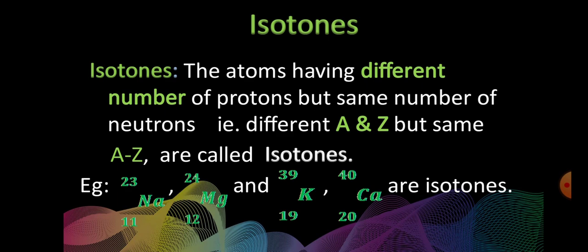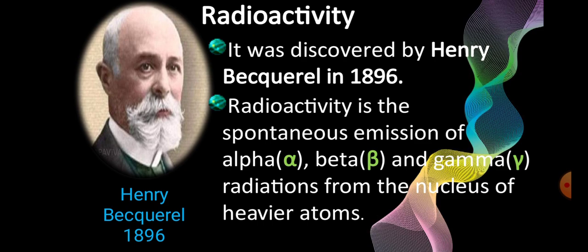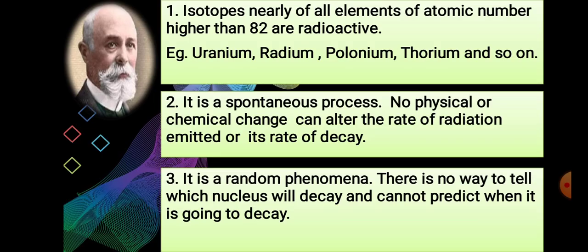Now students, after studying in depth the atomic and nuclear structure, now let's move on to radioactivity. Henri Becquerel discovered the phenomenon of radioactivity in 1896. Radioactivity is the spontaneous emission of alpha, beta, and gamma radiation by the nuclei of heavier atoms. When I say heavier atoms, isotopes of nearly all elements whose atomic number is greater than 82 are radioactive. Most commonly known radioactive substances are uranium, radium, polonium, thorium, and so on.